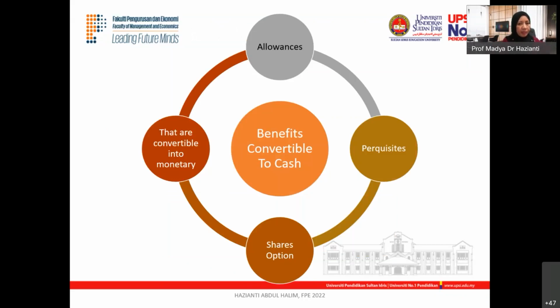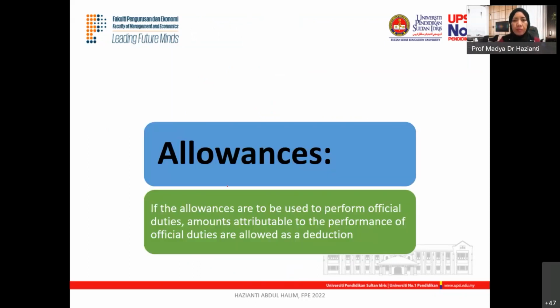Okay, so saya pecahkan dekat sini into 4: benefits convertible to cash, allowance, boleh dapat car allowance, petrol allowance. They are convertible into monetary. Perquisite, okay, kita tengok what does it mean by perquisites nanti, and also share option. Some companies they bagi share option, they bagi share or you can get the company share at a cheaper price.